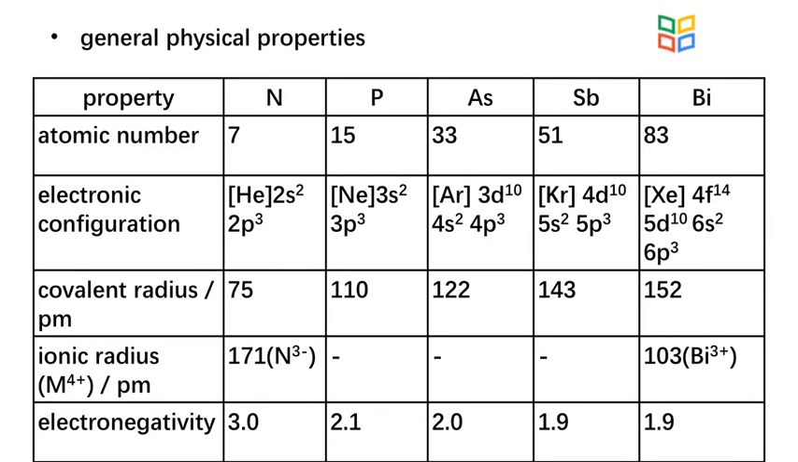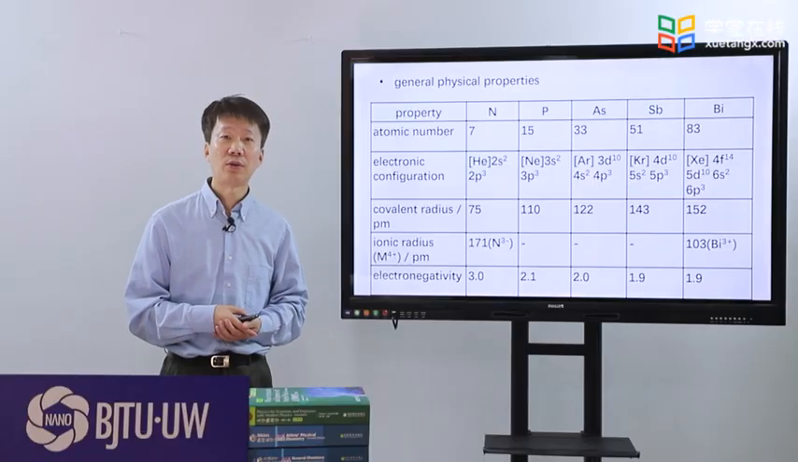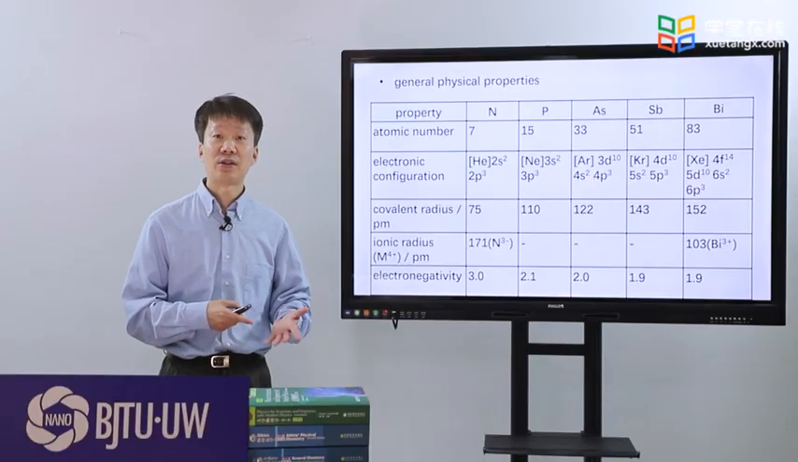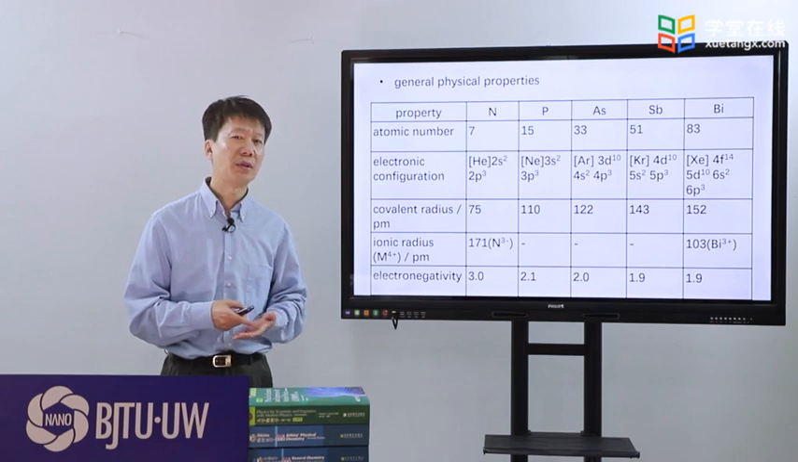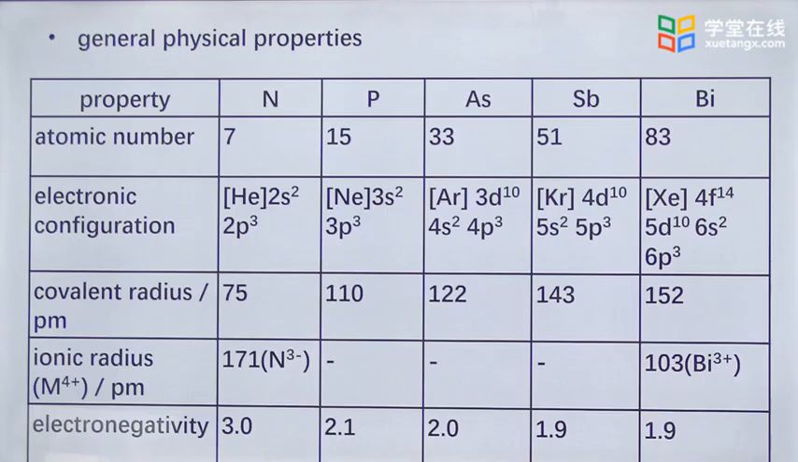Only the anionic radii of nitrogen and bismuth are available. Only bismuth has a metallic radius, of 182 picometers. The electronegativity value of nitrogen is the highest. Others have similar electronegativities. Group 15 elements mainly form covalent bonding.